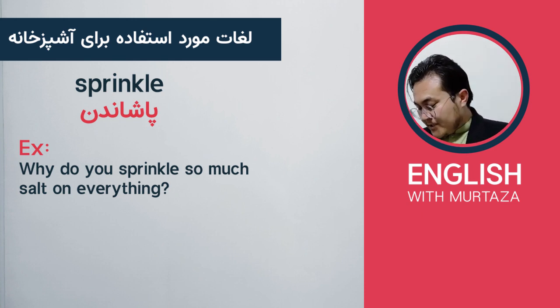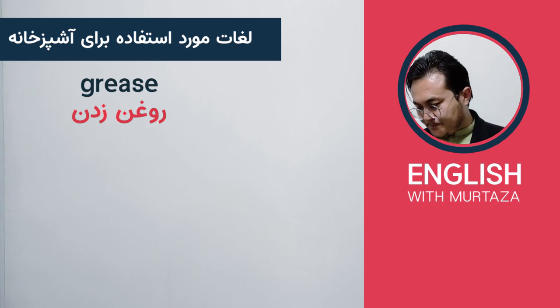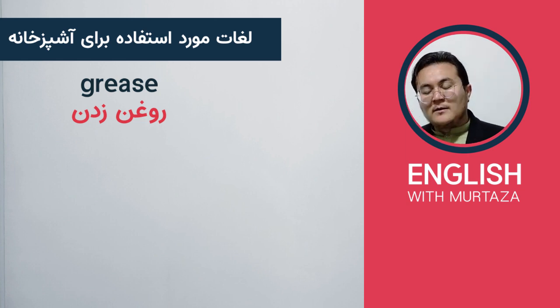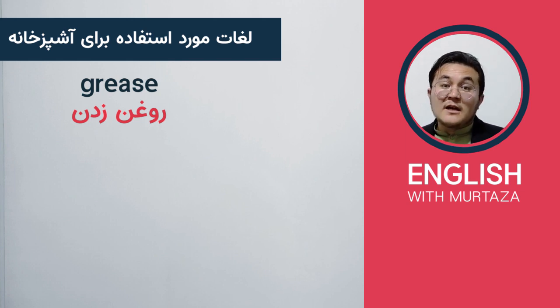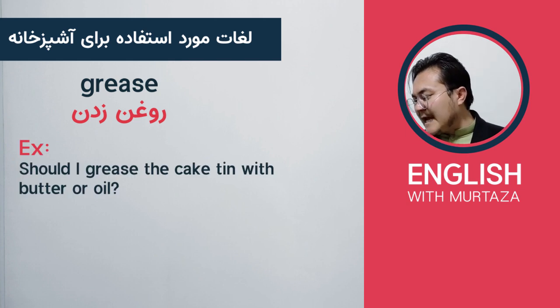Right? So another word is grease. Grease is a verb. To rub butter or oil onto a baking pan or dish to stop food from sticking. If you rub oil on a pan to prevent food from burning or spoiling, that is called grease. How to use it in a sentence. Should I grease the cake tin with butter or oil?